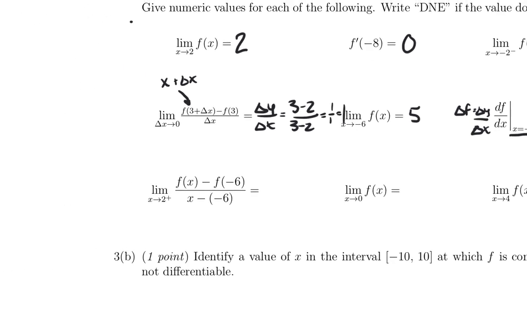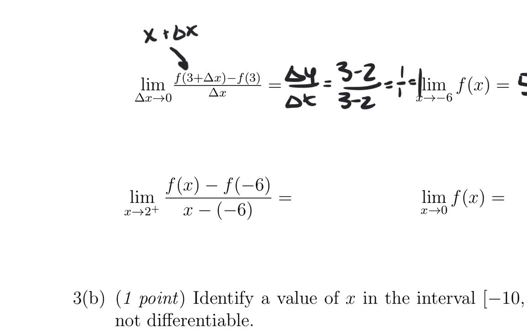So moving on, the limit as x approaches 2 from the right of f of x minus f of -6 over x minus -6. So I notice I have two f's here, so these are going to be my y. So y minus a y value over my x minus an x value. So it's looking for the average rate of change at 2 from the right side, from the positive side.